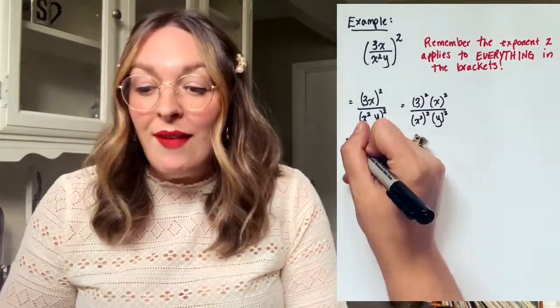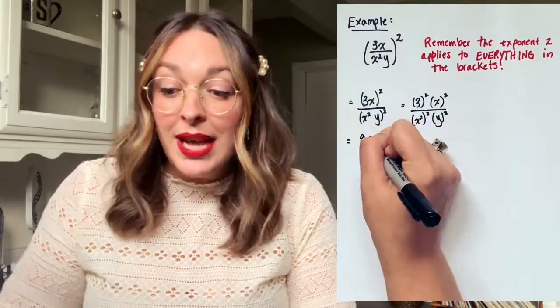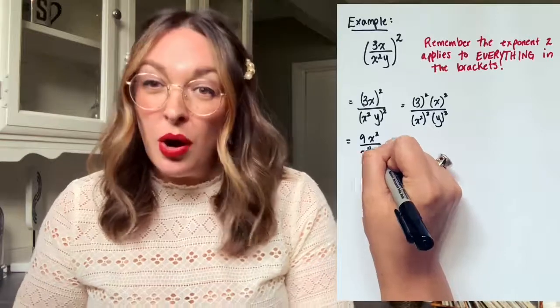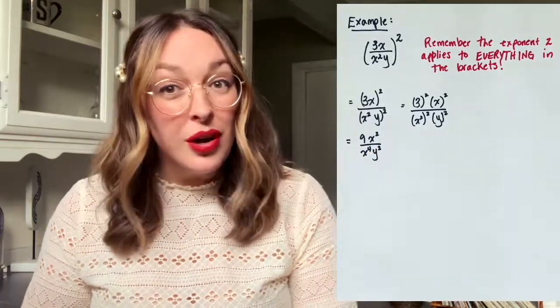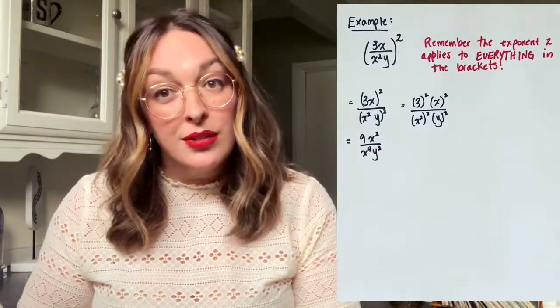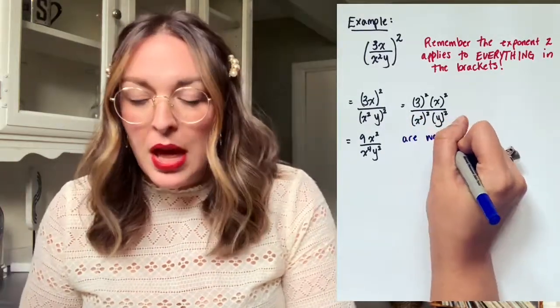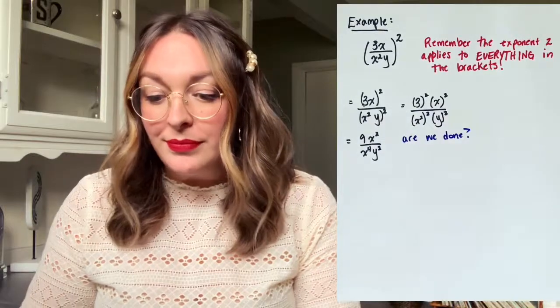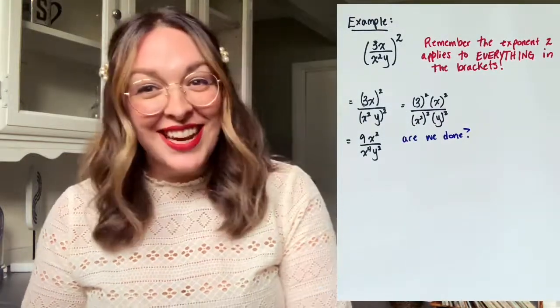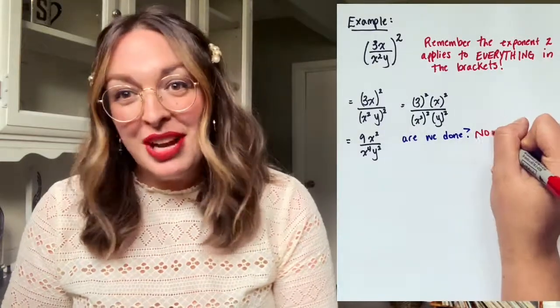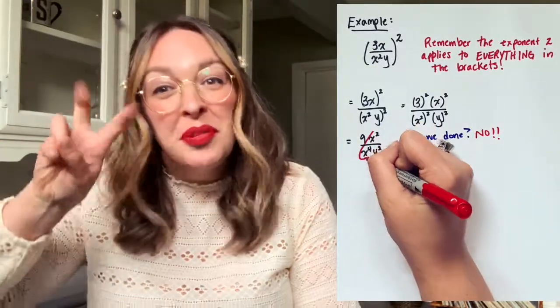What we end up having is 3 squared is 9. X squared is x squared. That's on the top of the fraction. And that's going to be over x to the power of 4, because remember last week we learned x squared to the power of 2 would be 2 times 2, so that's x to the power of 4. And then y squared. Are we done? Is it done? Is it good? Are we good? We're not good. There's actually one more thing you can do to simplify.